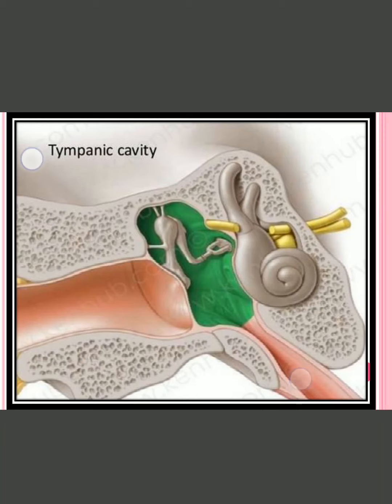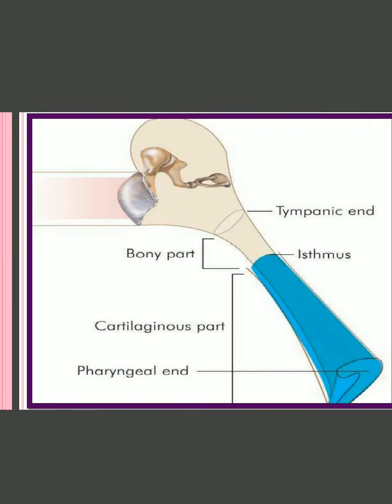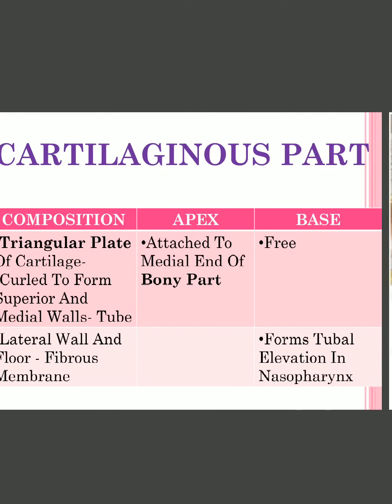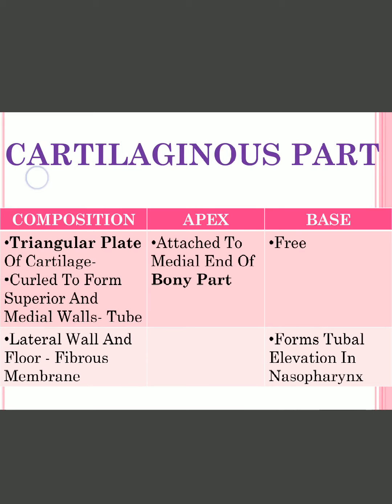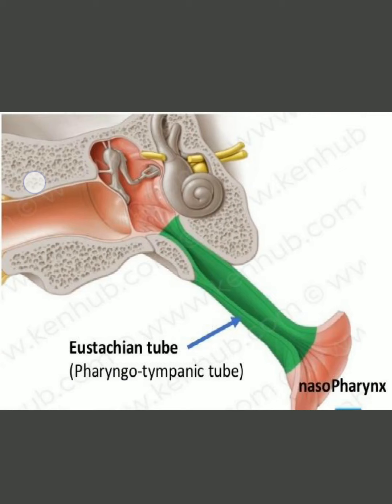So if this is the medial end, this medial end would be attached to the apex. So apex would be on this side. And on the other side, there is base, which is free, and it forms tubal elevation in the nasopharynx. So this is the base or the free end, and it forms tubal elevation in nasopharynx. And on this side would be the apex that is connected to the medial end of the bony part.